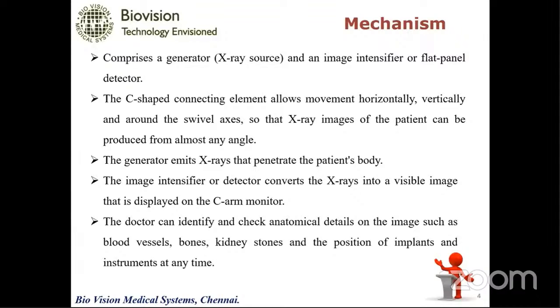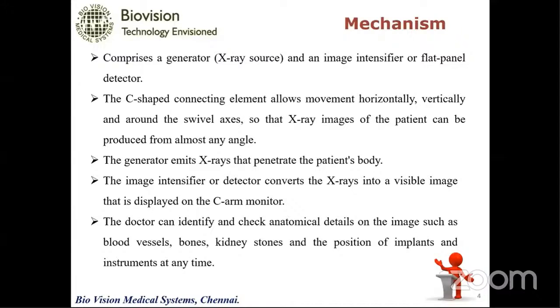The C-shaped connecting element allows movement horizontally and vertically around the swivel. We will be seeing the degrees of freedom, how far you can rotate or what angles you can take. By seeing that, you will really be able to appreciate the innovation of a C-arm. We will be seeing that also later. So it is a connecting element which can be used to move the X-ray source and detector in parallel. They are oppositely posed so that whenever you move the source, you don't have to position the detector. Automatically, the detector will also come to its own position. That is the greatest advantage.